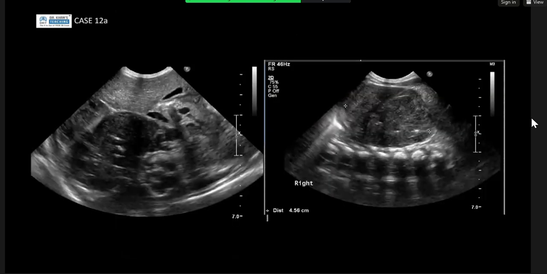And this is a 7-day-old child. These are the longitudinal and transverse ultrasound images. Oops, sorry, you're breaking up a bit for me. Yeah, can you hear me now?